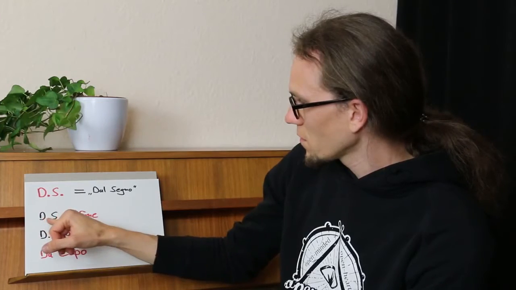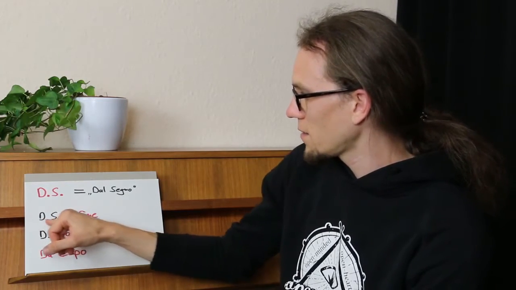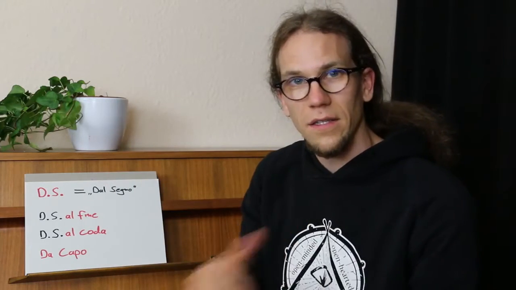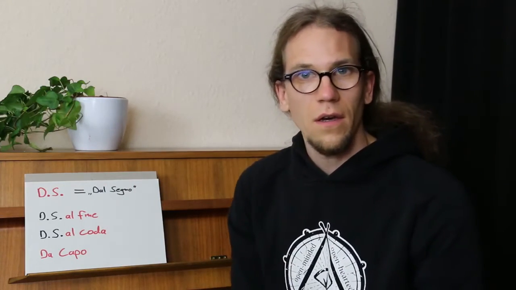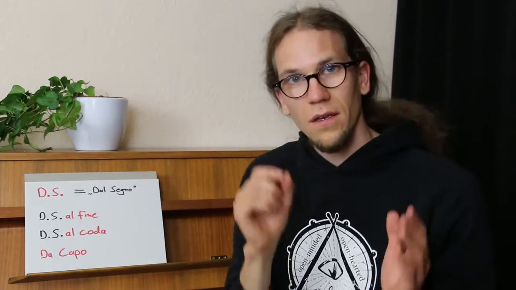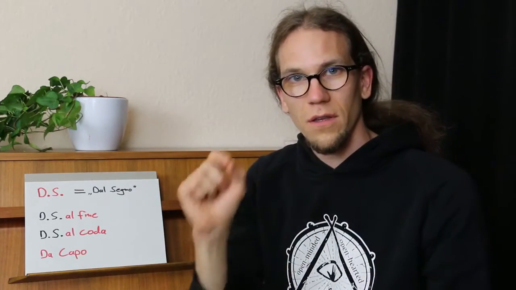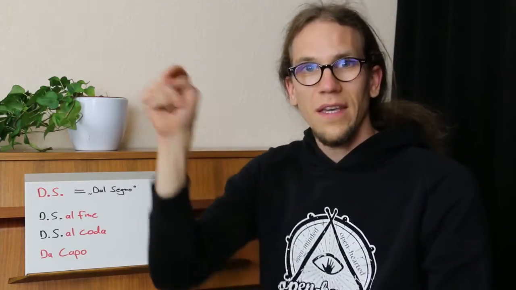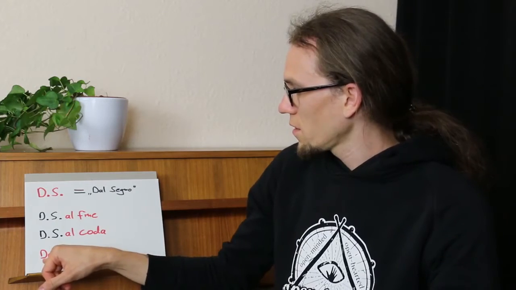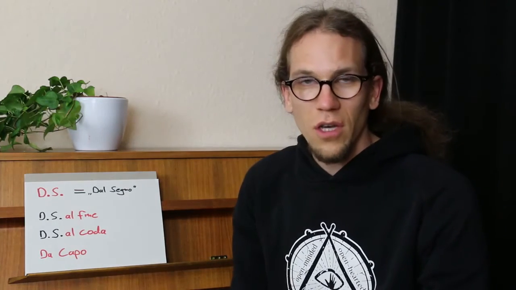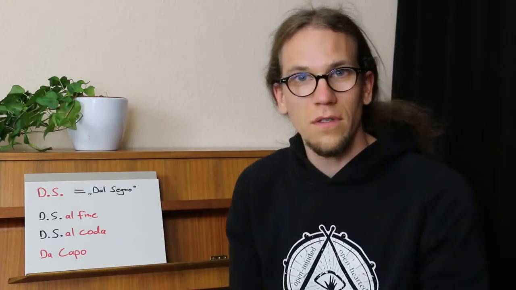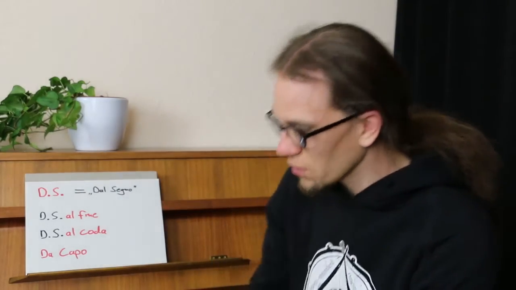And then sometimes this is added, dal segno al fine, so you play from the segno sign until the end of the whole song, or al coda. You jump to the segno and play until you see the coda sign, and then you jump into the closing section. Or another indication is da capo, you just jump to the head. Capo means head, you jump to the start of the song. And this could look like this.